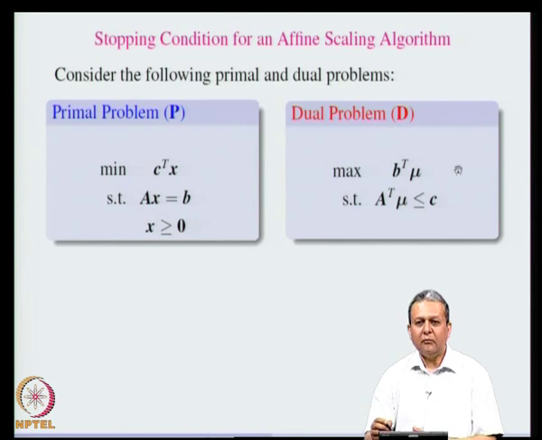Now, that means that we need to find the value of mu, and as we will see, the KKT conditions can be used to find the value of mu corresponding to the value of x.